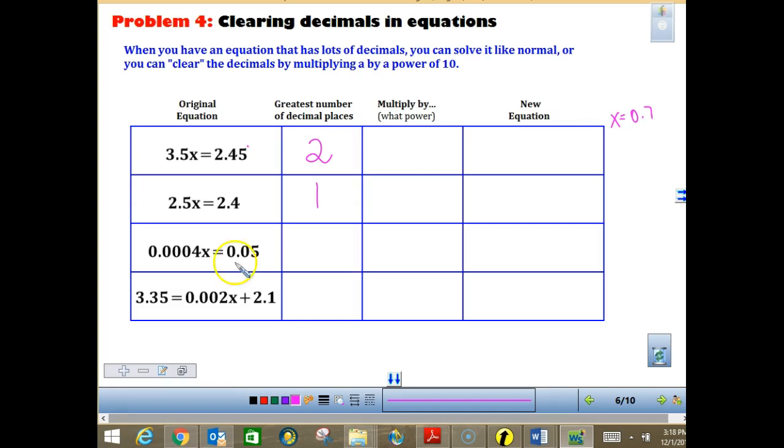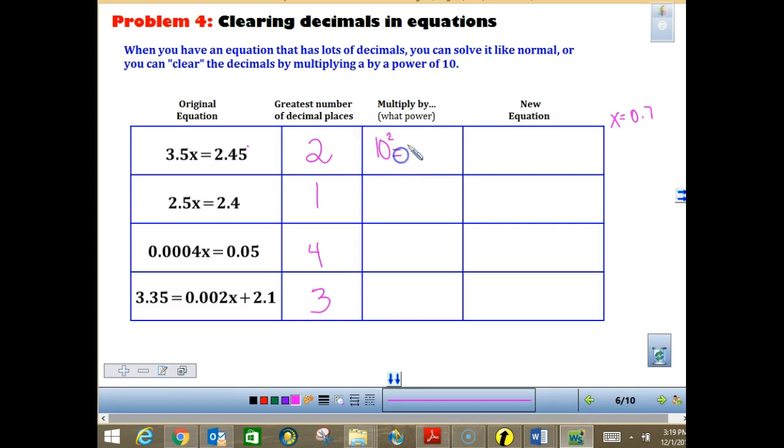So, the next one has 4. This one has 2. This has 3, has 1. The greatest number would be 3. Does that make sense to everyone? Okay? Multiply by what power? We're going to put 10 to the second.